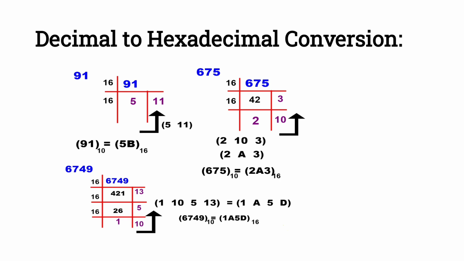The same thing we follow for 675 and 6749. For 675 the value is 2A3 base 16, and for 6749 the value is 1A5D with base 16. So the decimal numbers are converted into hexadecimal values.